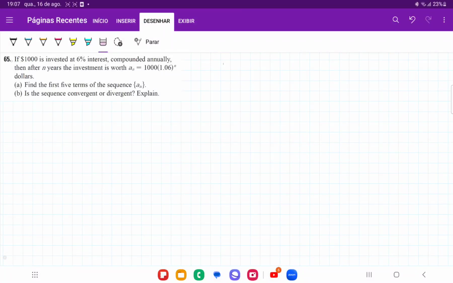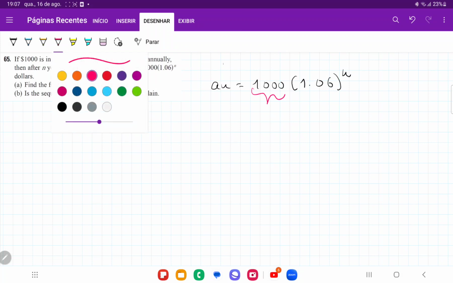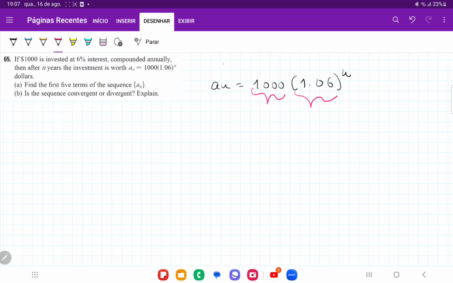So for number 65, it's saying if $1,000 is invested at 6% interest compounded annually, then after n years, the investment is worth A_n. So we have here that A_n is equal to 1,000 times 1.06 to the power of n. And this makes sense because 1,000 is our initial amount, right? And this 1.06 to the power of n, this is what makes it grow.